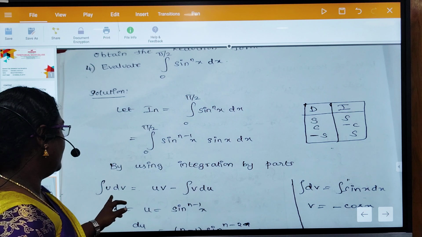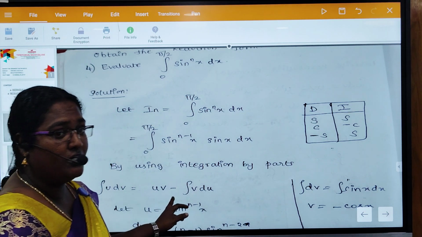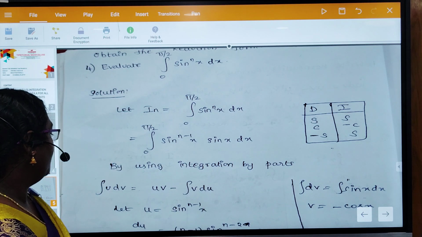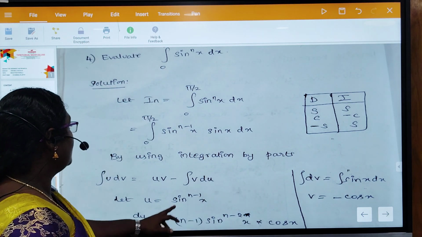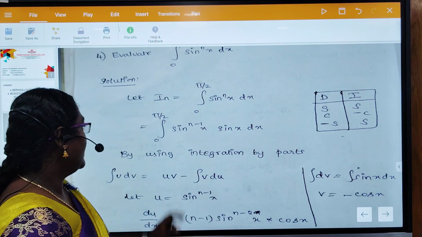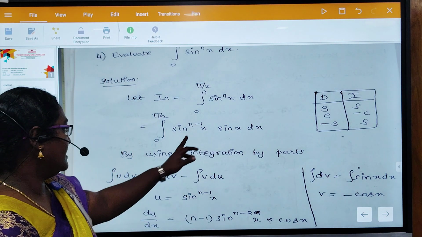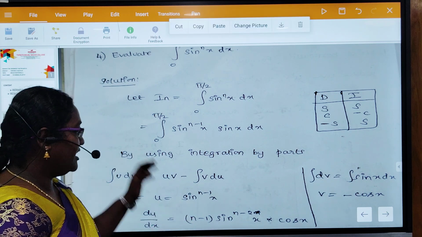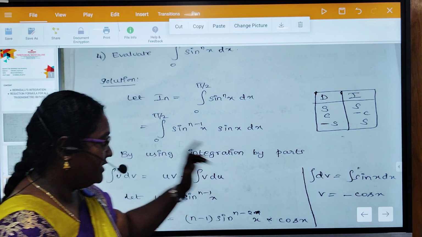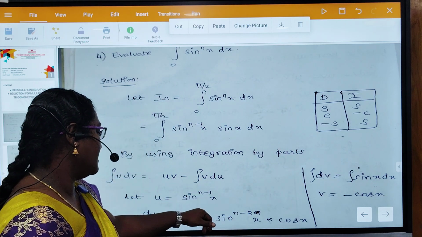Again we are going to use integration by parts. The formula for integration by parts is integral u dv is equal to uv minus integral v du. Here we are having two functions, sine power n minus 1 and sine x. So we are taking u as sine power n minus 1 and the remaining term as dv. So what is the differentiation of sine power n minus 1 x dx?